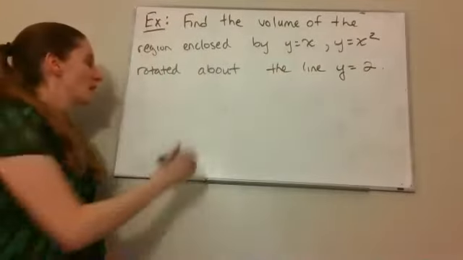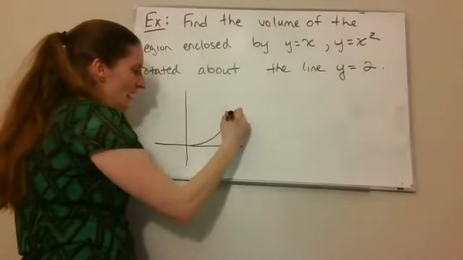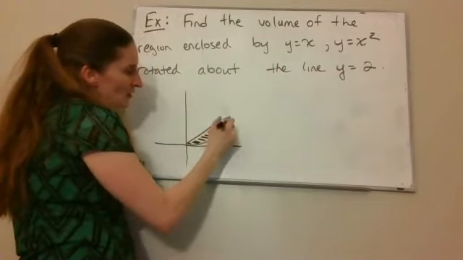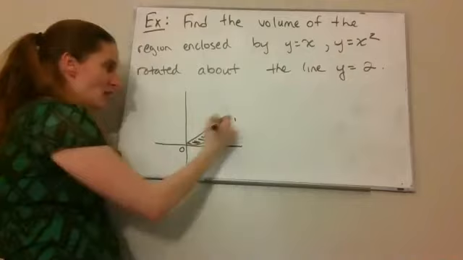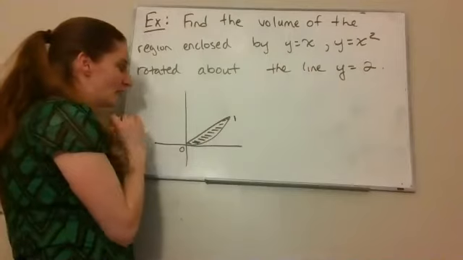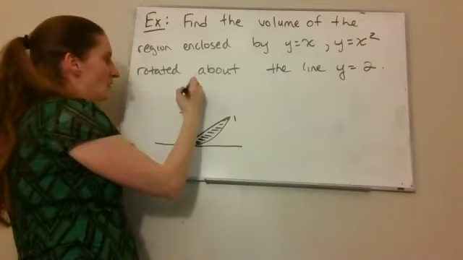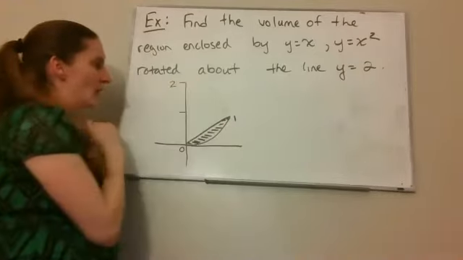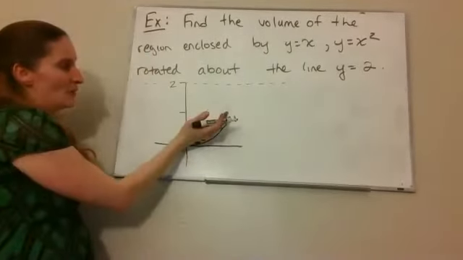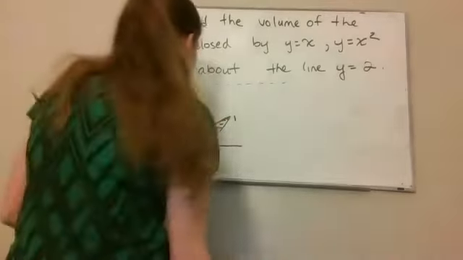So really, this object that we're rotating, it's the same object we just did, that sort of banana shape. We had our straight line and our parabola, and we know it went from 0 to 1. We already know what our bounds are going to be. But we're rotating about a different line this time. We're rotating about the line y equals 2, which is way up here. So I'm going to take this object, lift it up, rotate it all the way around that line, and see what happens.